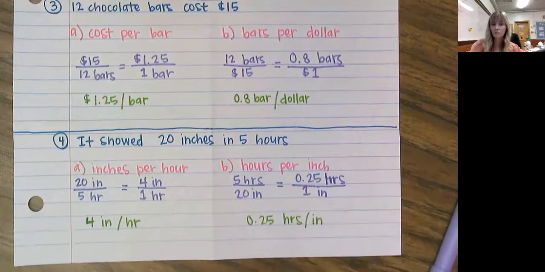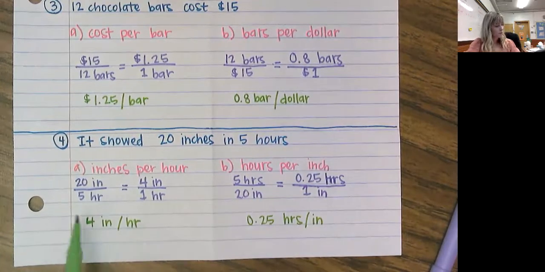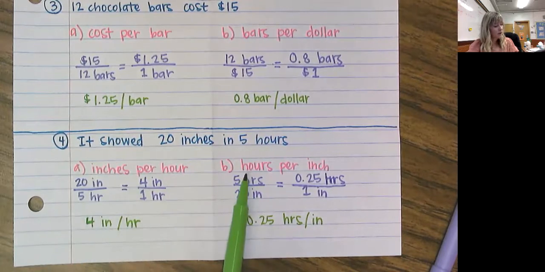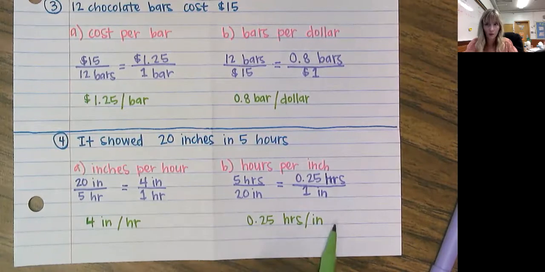Ta-da! How'd you do? So, when I did my division this way, 20 divided by 5, what that means is it's 4 inches per hour. 4 inches of snow every hour. That's a lot. Hours per inch, when I divided this way, I got 0.25, which is 1/4, but it's 0.25 hours per inch. And 1/4 of an hour, 60 divided by 4 is 15 minutes. That means it took 15 minutes to snow 1 inch.